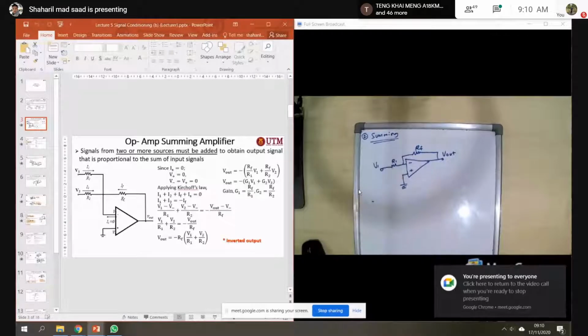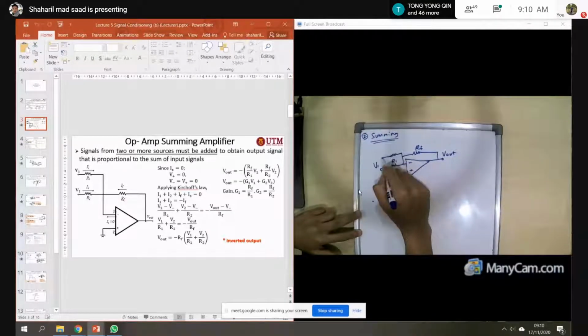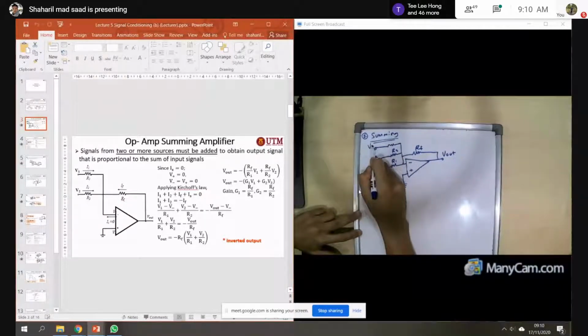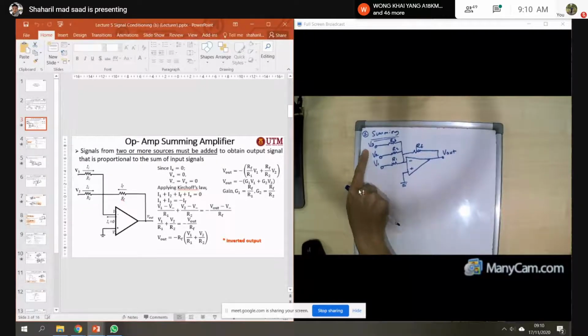So how to draw the summing? Summing means you have another input. Let's say this one is V2 and this one is R2. And you can have another input, let's say V3 and this one is R3. Okay, that is the summing, if we try to sum all of the inputs V1, V2, and also V3.